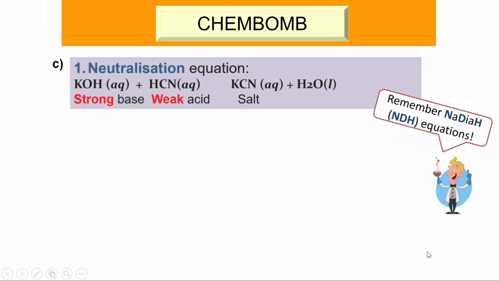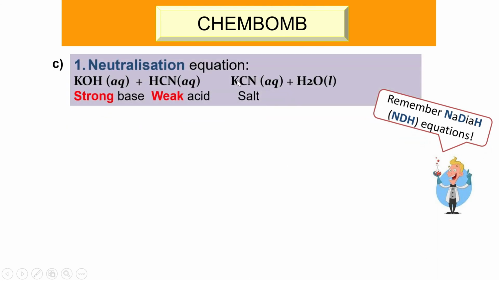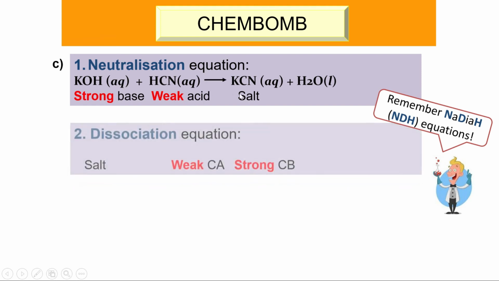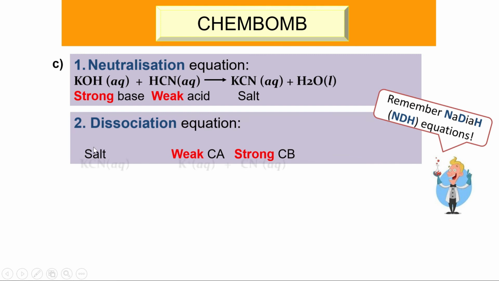Next, the last question. Still on the NDH equations, we have a KCN salt. KCN salt comes from KOH, which is a strong base, and also HCN, which is a weak acid. Next, we move on to the dissociation equation. KCN aqueous dissociates completely into K+ aqueous and also CN- aqueous. Since K+ comes from a strong base, this is a weak conjugate acid. Meanwhile, CN- comes from a weak acid, so this is a strong conjugate base.